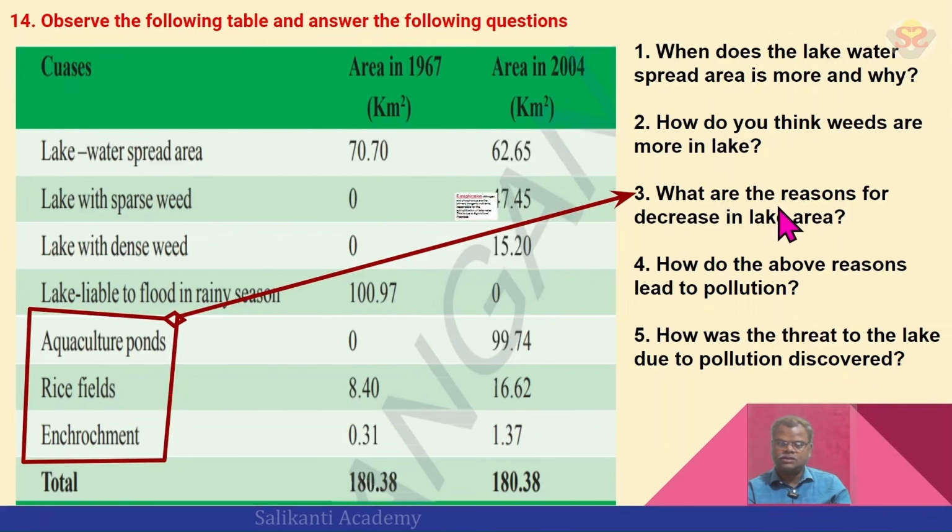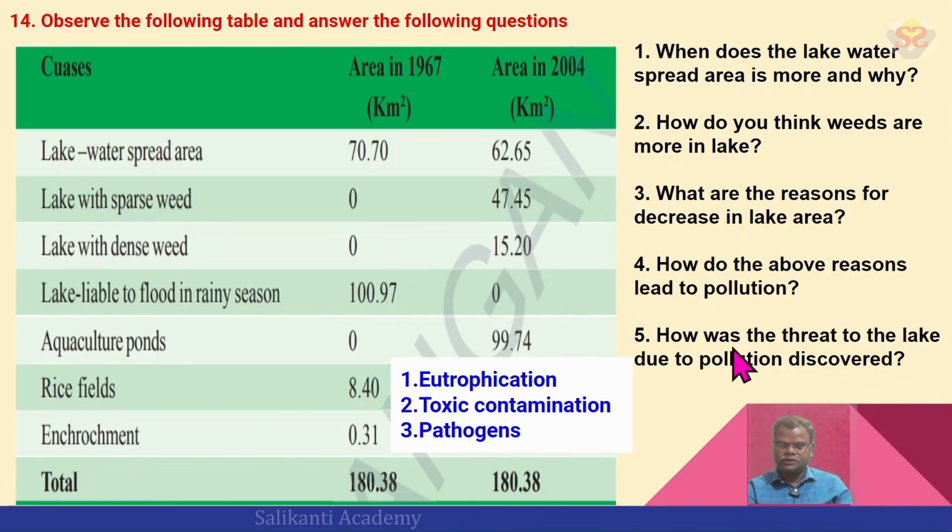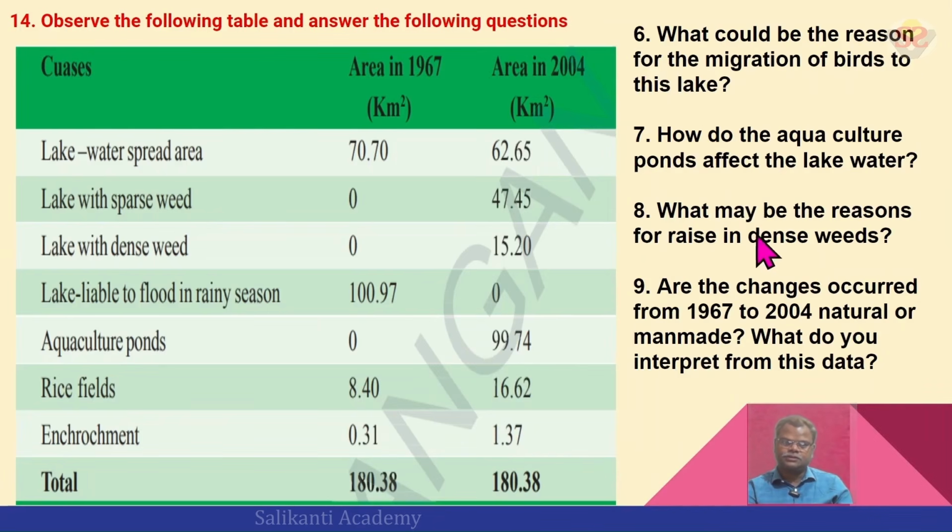What are the reasons for decrease in lake area? Aquaculture ponds, rice fields, encroachment. How do the above reasons lead to pollution? Agriculture practices, aquaculture practices, industrial activities, human activities lead to pollution. How was the threat to the lake due to pollution discovered? Eutrophication, toxic contamination, pathogens. What could be the reason for the migration of birds to this lake?